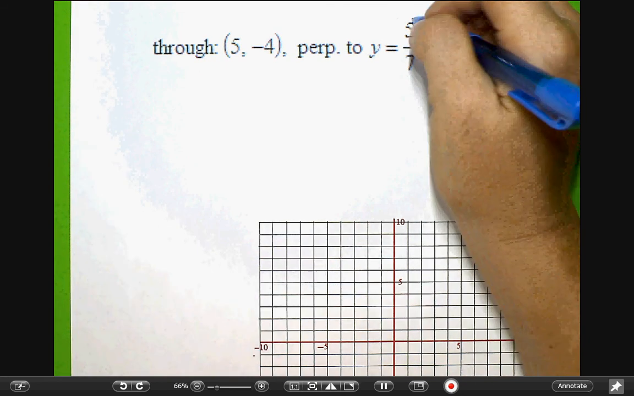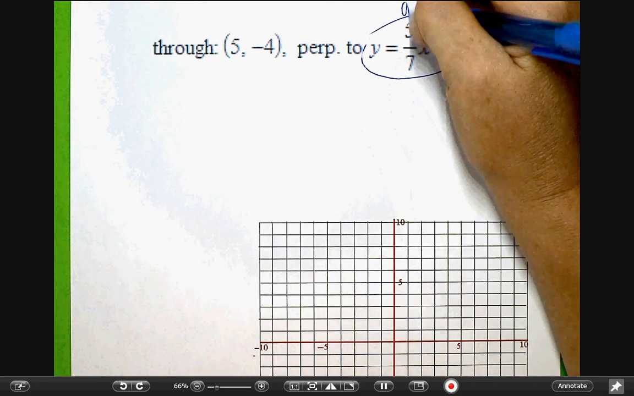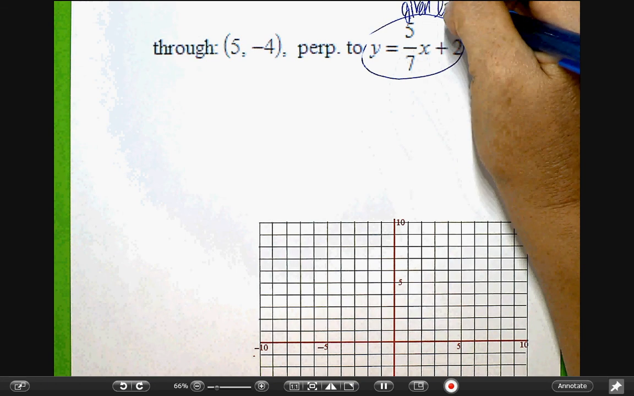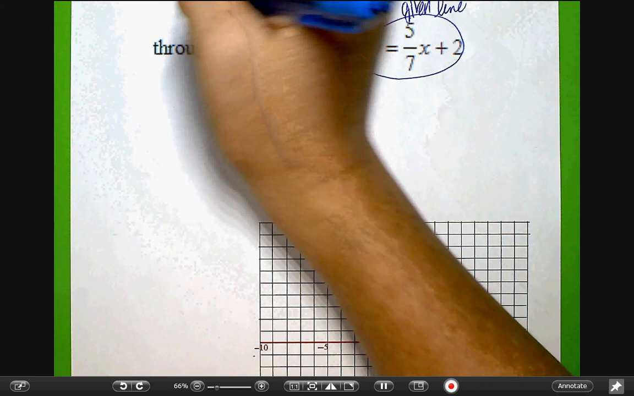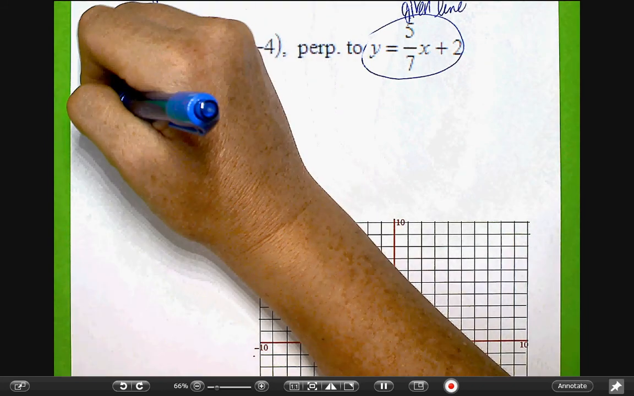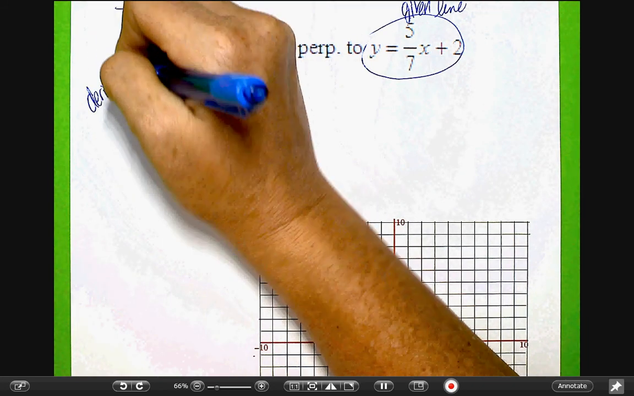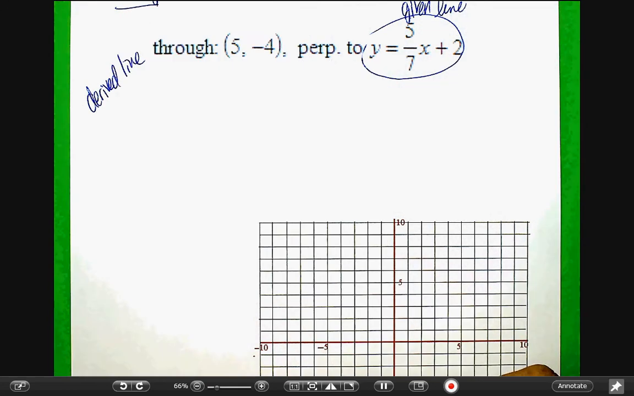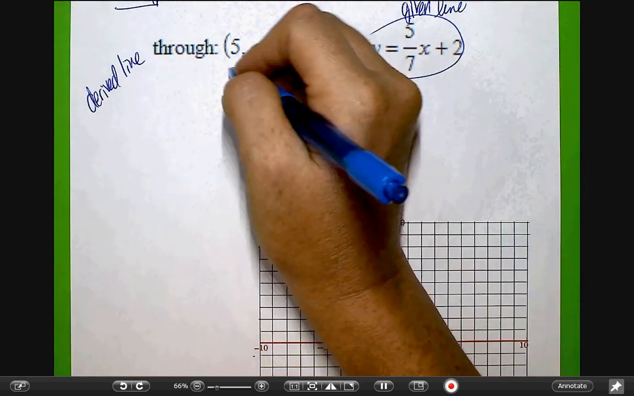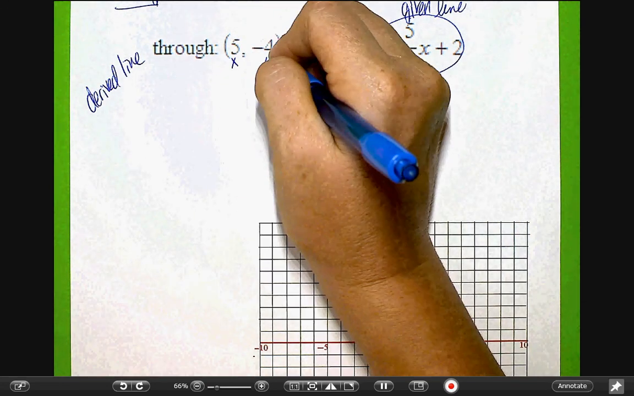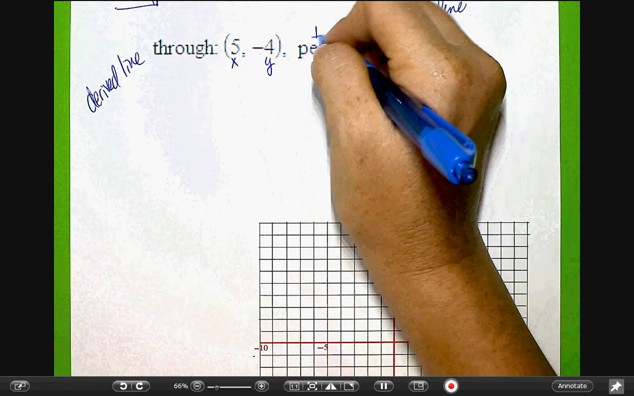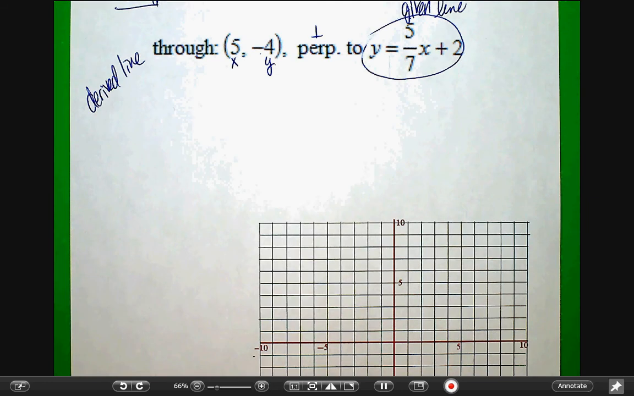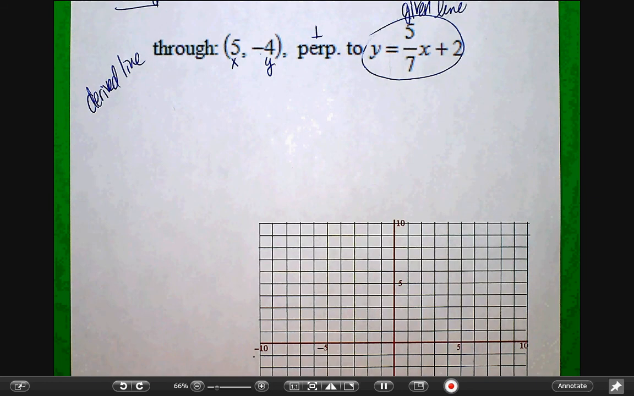So our given line is right here. Given line. And we want our derived line to have two qualities. It's going to go through this point, 5, -4, and it's going to be perpendicular. We're going to do this both algebraically and graphically.